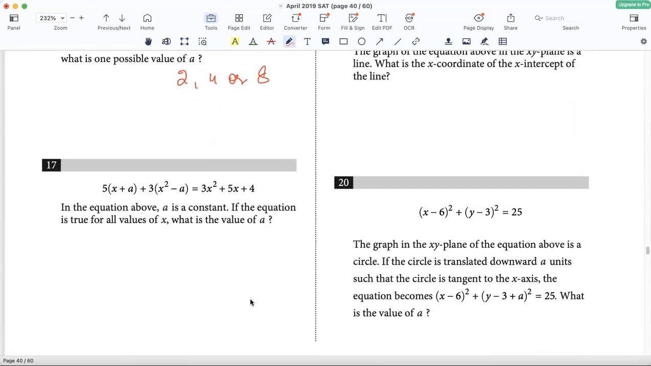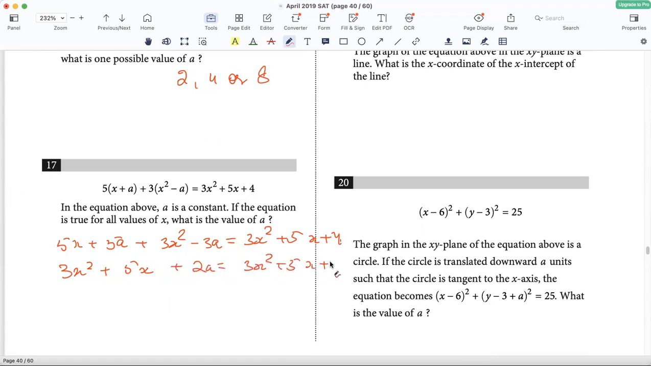In the equation above, a is a constant. If the equation is true for all values of x, what is the value of a? Okay, so we have 5x plus 5a plus 3x squared minus 3a is 3x squared plus 5x plus 4. So if we bring the terms together, 3x squared plus 5x plus 2a is 3x squared plus 5x plus 4. If you compare the like terms, 2a should be 4, so a should be 2. Value of a is 2.